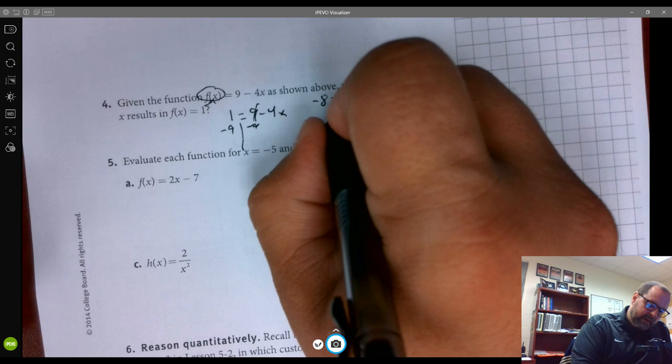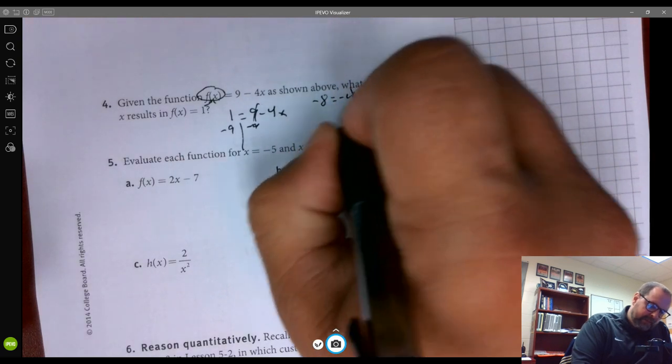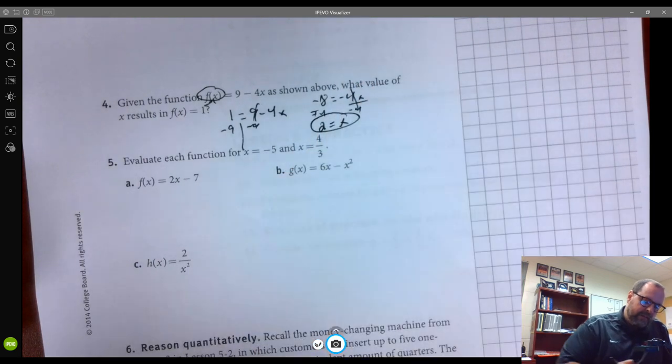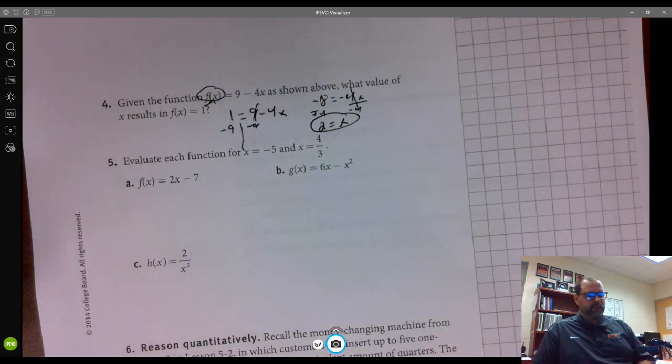I'm going to go over here with it. 1 minus 9 is negative 8 equals negative 4x. Divide by negative 4. Two negatives divide to be a positive. So we're saying there, hey, x would have been 2. Okay? So sometimes we will go backwards with it as well.